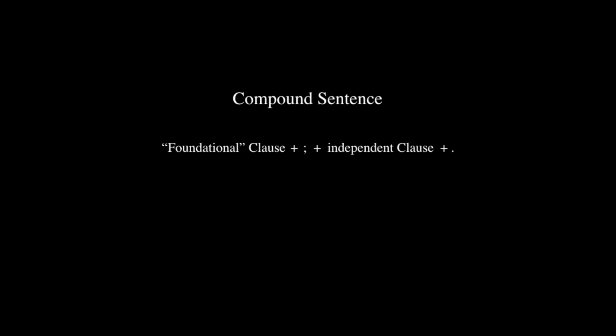The second type of compound sentence also has 2 independent clauses. So we start with the foundational independent clause. Then you're going to add a semicolon again. But this time we're going to put what we call a transition or a transitional device. Immediately following the transitional device, there will be a comma, and then there will be, of course, another independent clause and your period. So that's the second type of compound sentence.